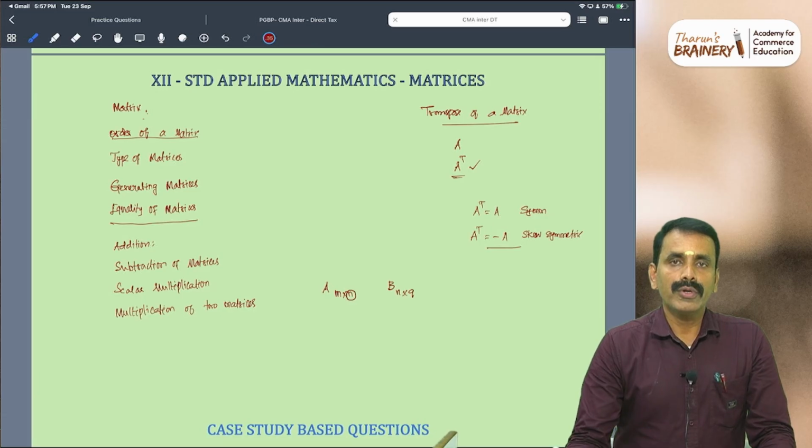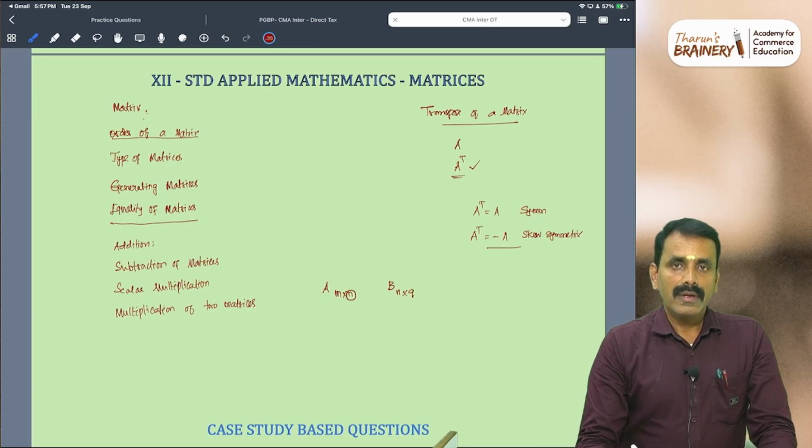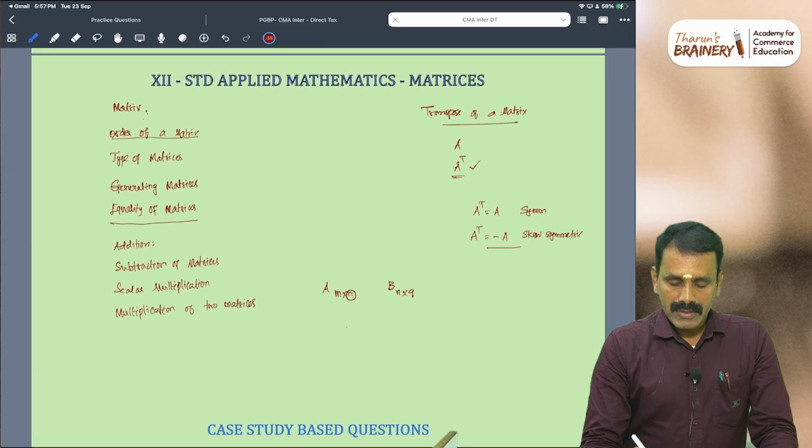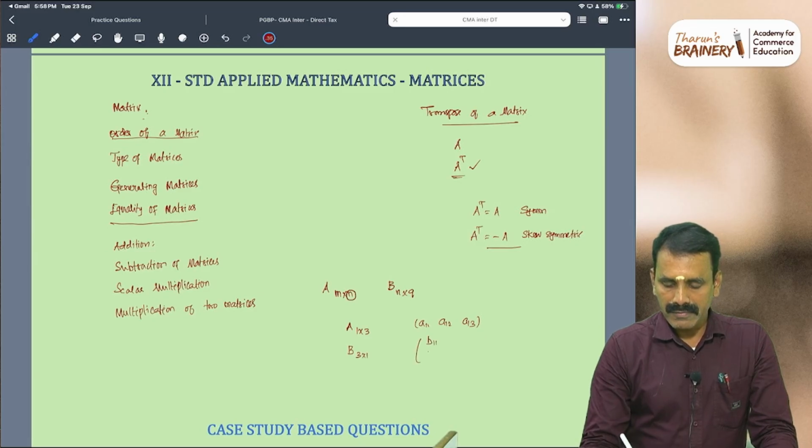And before going to the case study questions, what is a row matrix? A row matrix is a matrix which is going to have only one row. It can have any number of columns. So, if I have A with one row and 3 columns, then the elements will be A11, A12, A13, and B is a matrix of order 3 by 1. Then it will have 3 rows, 1 column: B11, B21 and B31.